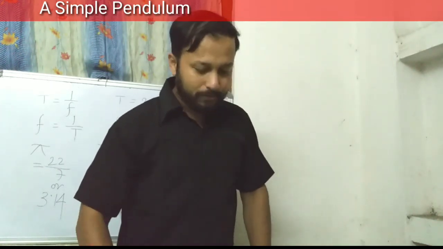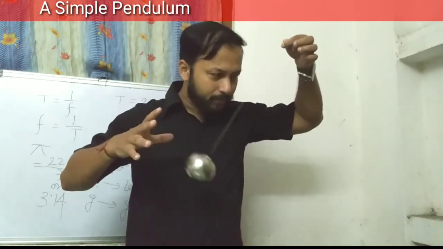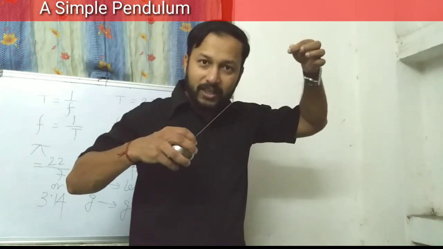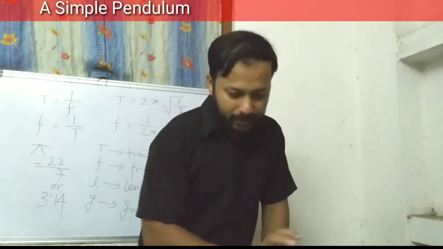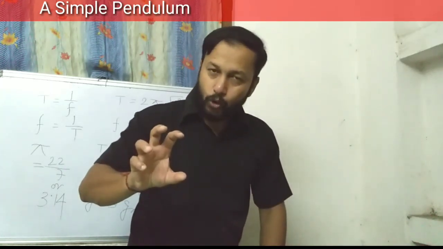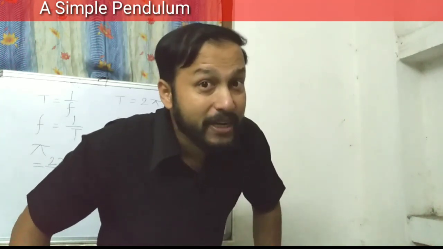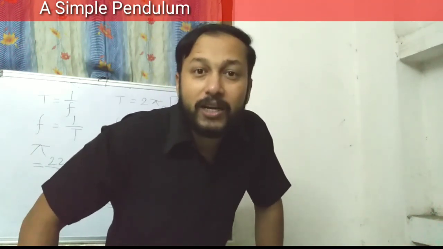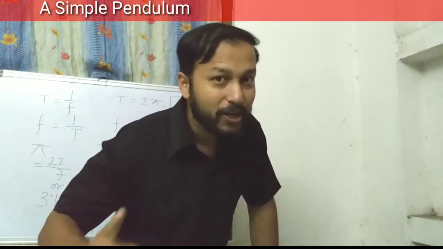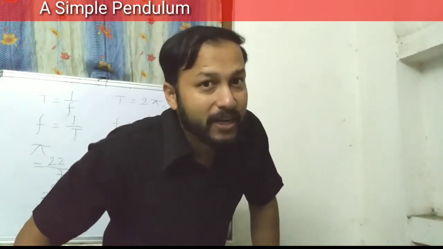Understood? Now, say, from here it is starting. Now it's reaching here. Okay. So, how much time has it taken? Starting from here, going, again coming. How much time has it taken? That time is called time period of this pendulum. Understood? So what is the definition of time period? Time period means the time required to complete one oscillation for a pendulum is called time period.